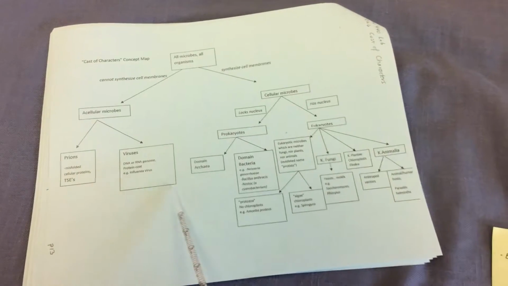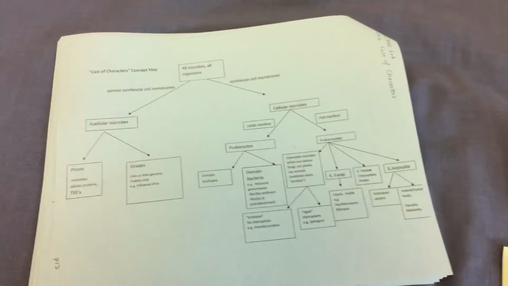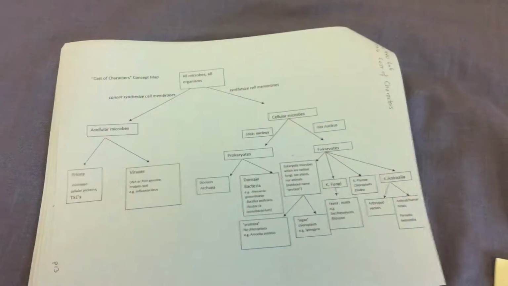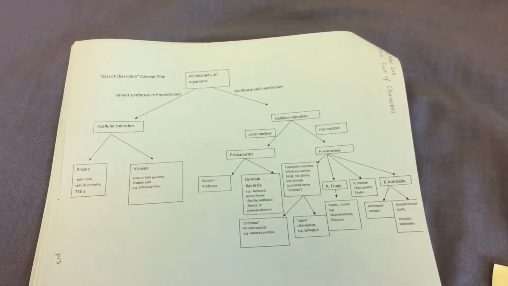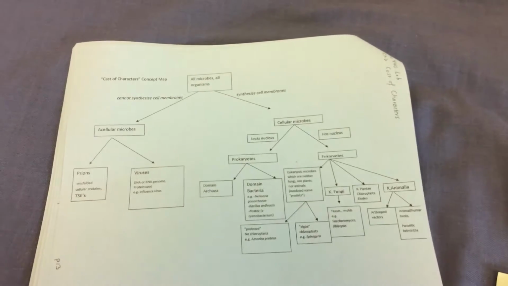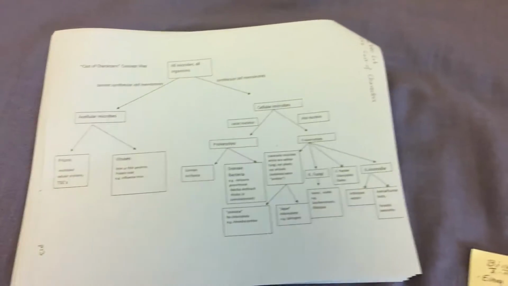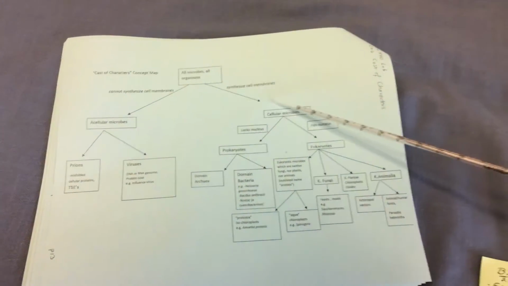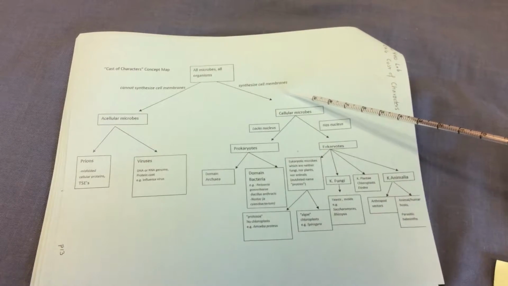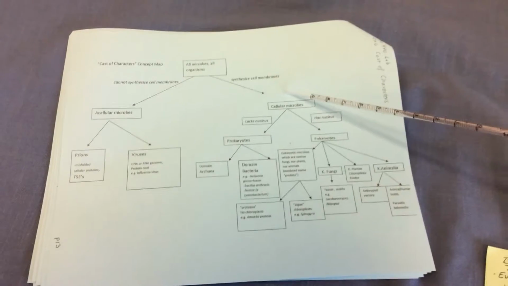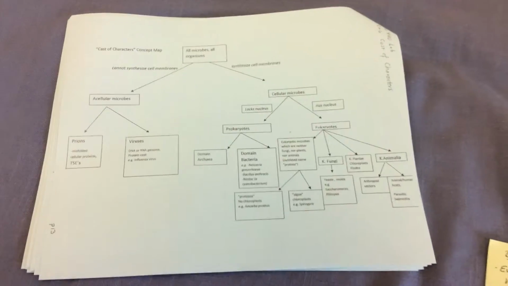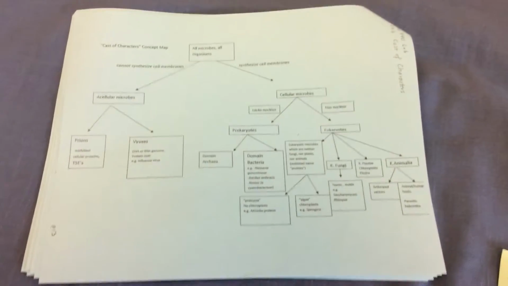And the second group of acellular microbes are the viruses. Now, viruses consist of protein protecting either DNA or RNA. So viruses have genetic information, whereas our prions lack it. If we go back up to the top here, and again we ask, can the microbe organism synthesize a cell membrane? If the answer is yes, then these are going to be our cellular microbes, cellular organisms.